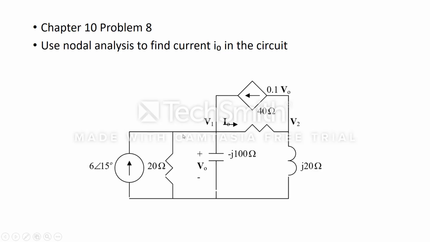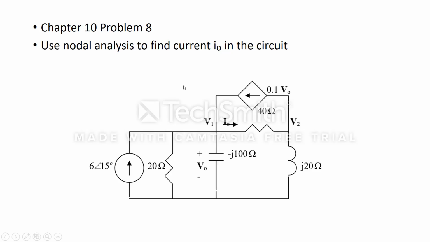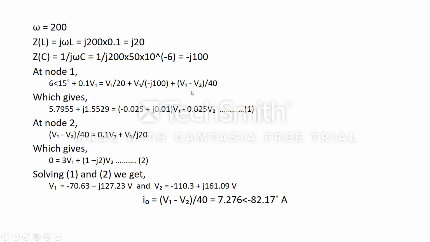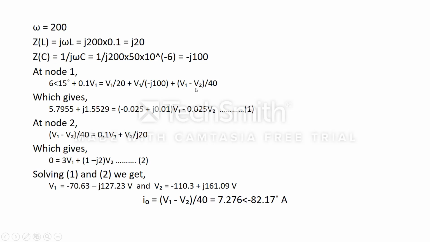So we get a potential difference of V1 minus 0, and we are also considering the resistance over here. So we are getting V1 by 20 plus V1 by minus j100, that is over here, and we are also considering the difference between these two by the resistance over here, which gives us V1 minus V2 by 40. Further solving this equation gives us this first equation, the primary equation.